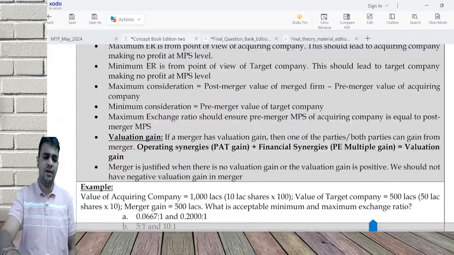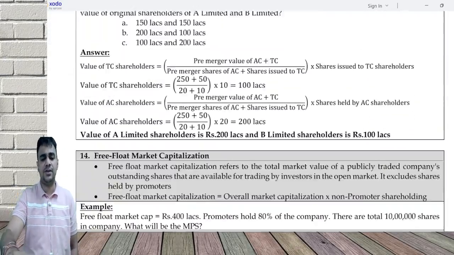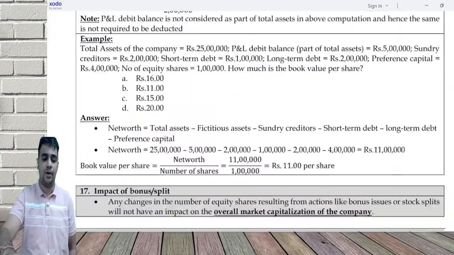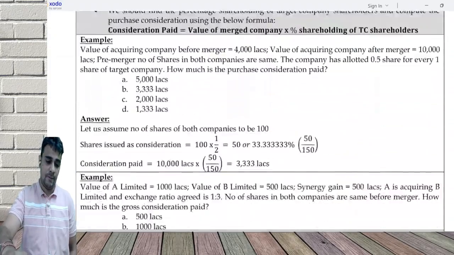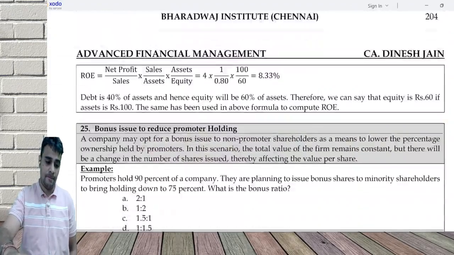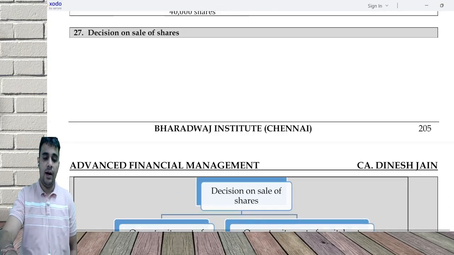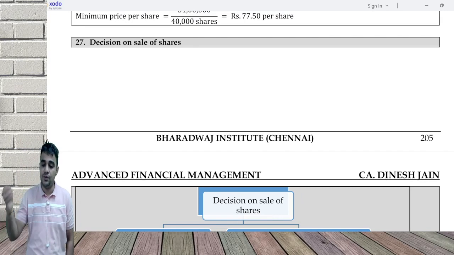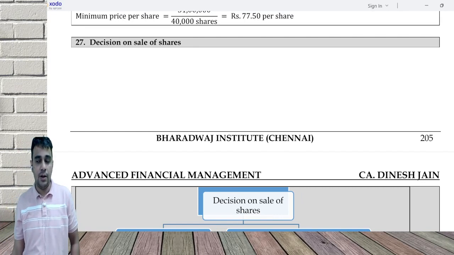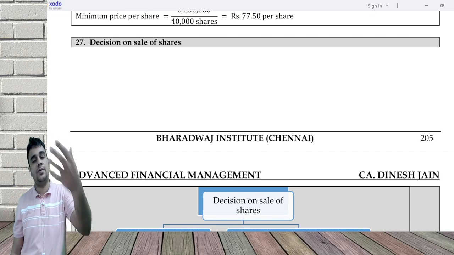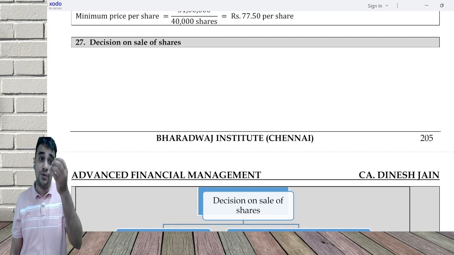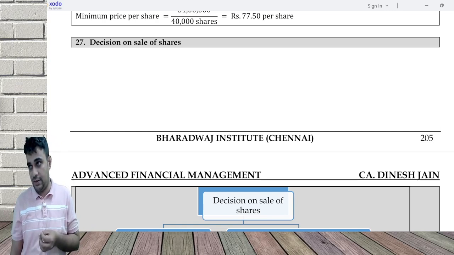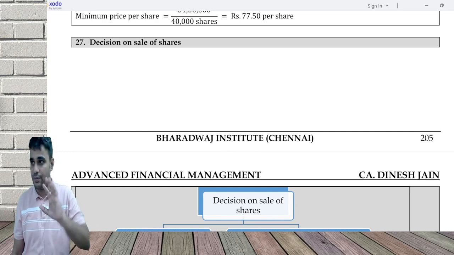Now, ICAI in the recent 3-4 attempts has started asking one extra add-on. You are holding the shares of the target company, and I announce a merger. The moment I announce a merger, the question will ask you to analyze and tell whether you should continue to hold the shares of this company or sell your holding. This is one requirement they have added in the recent exams, in most of the exam questions.